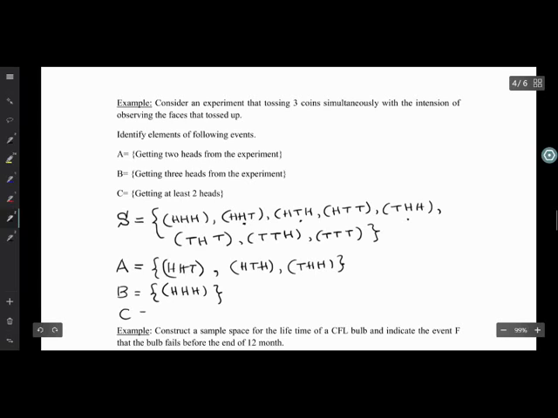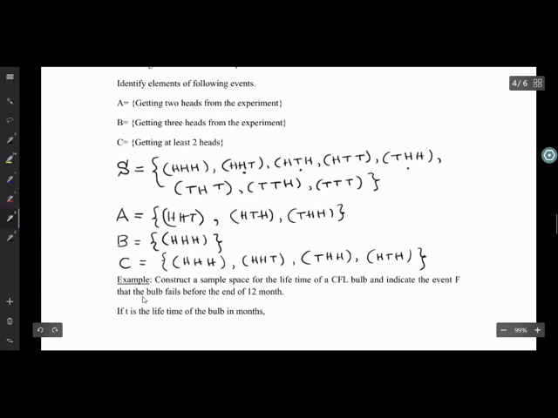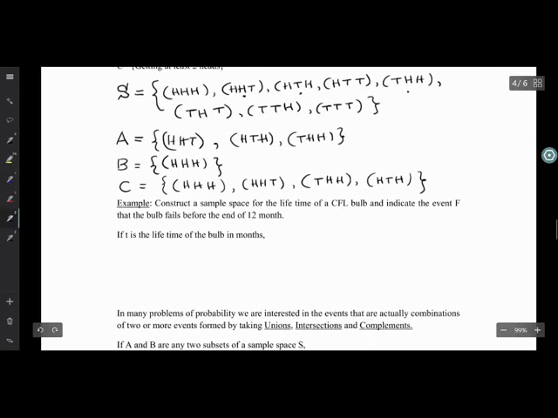Third one, getting at least 2 heads. That means the least will be 2, but it can be more. That means we can go up to all 3 heads or 2 heads. So there are 3 different combinations where you can get 2 heads. So this will be our event C.